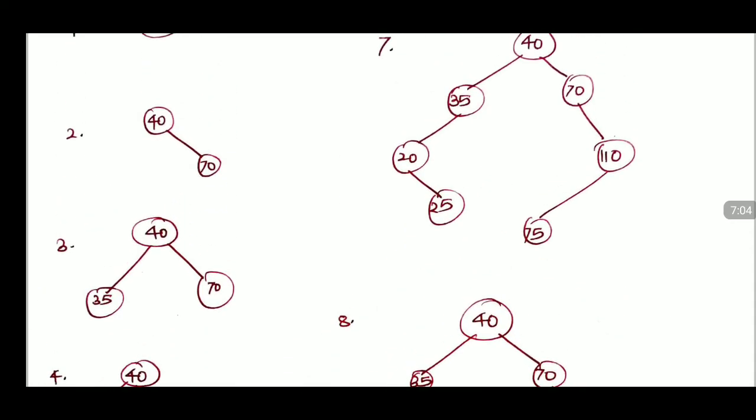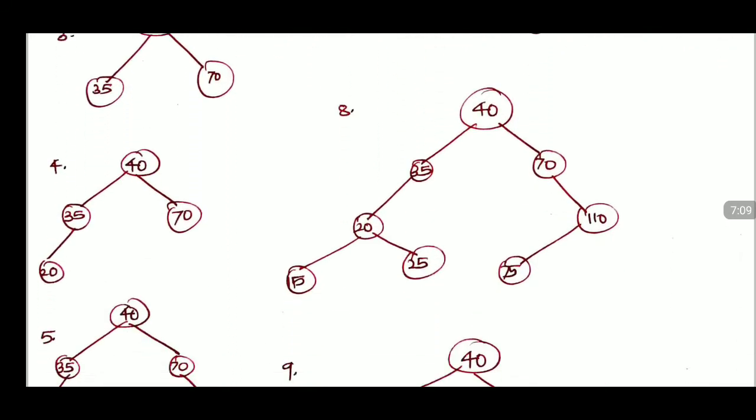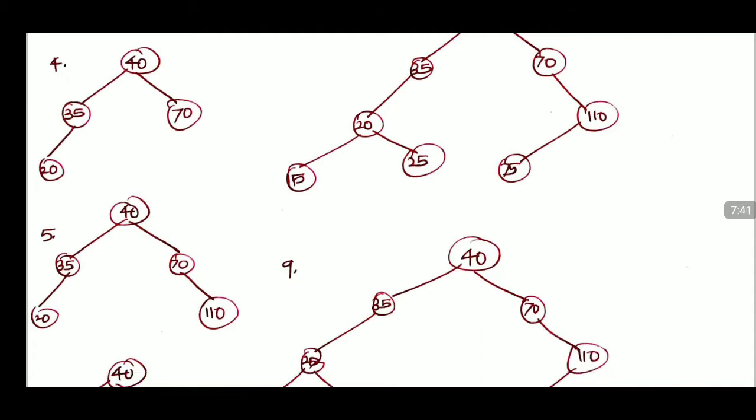Now in the next stage, we are reading 110. Now 110 will be compared with 40, that is the root of our tree. Then 110 is greater than 40, then we'll go to the right part. In the right part there is a 70, then 110 is greater than 70, then we'll go to the right part. Right part of 70 is empty, so we made an entry of 110 in the right part of 70.